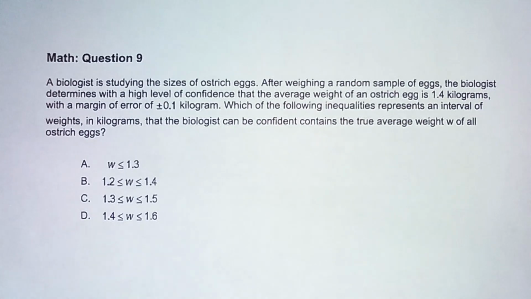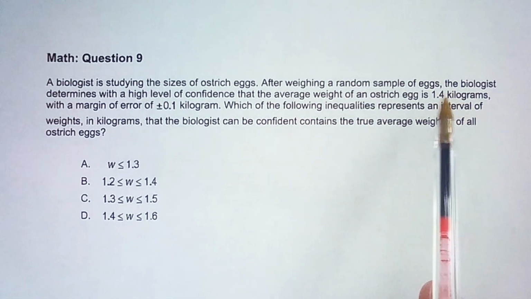A biologist is studying the sizes of ostrich eggs. After weighing a random sample of eggs, the biologist determines with a high level of confidence that the average weight of an ostrich egg is 1.4 kilograms, with a margin of error of plus or minus 0.1 kilograms. Which of the following inequalities represents an interval of weights in kilograms that the biologist can be confident contains the true weight W of all ostrich eggs?